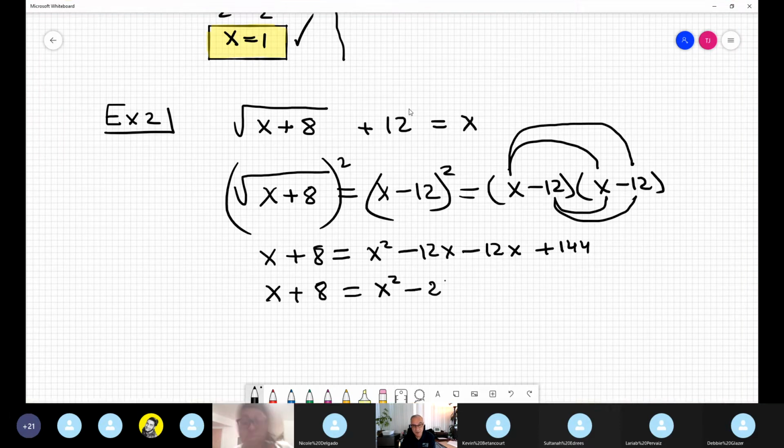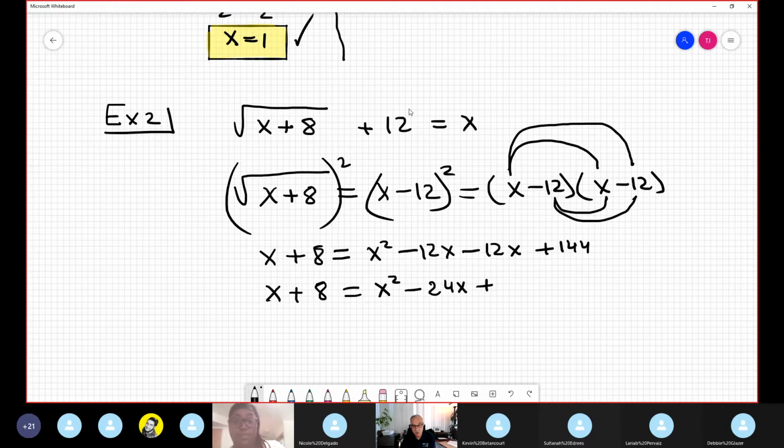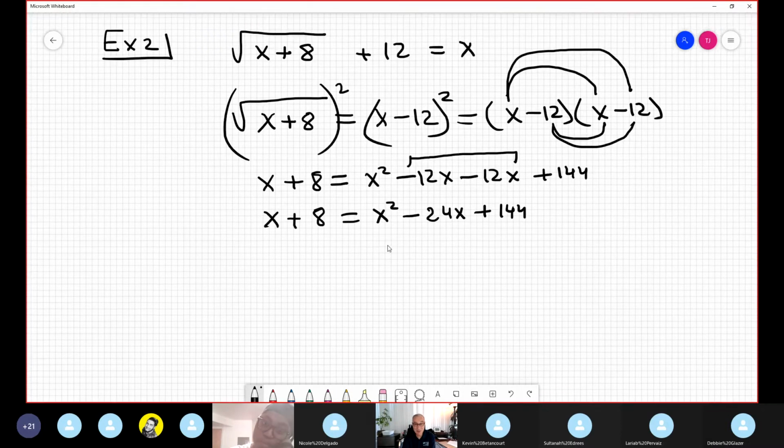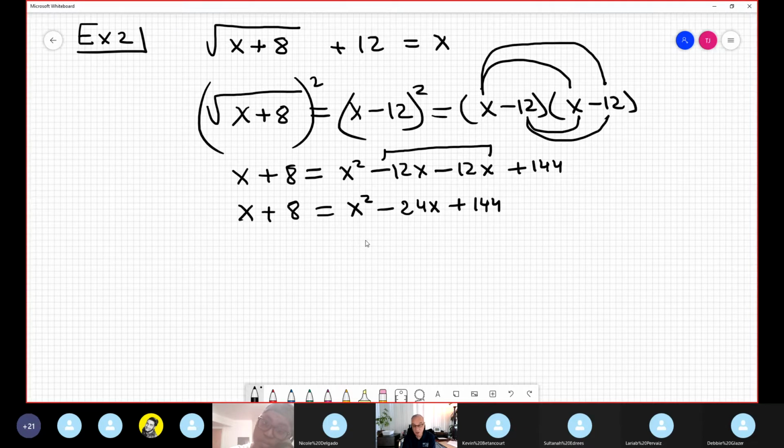This is minus 24x plus 144. The only thing I did was combine like terms. So in this moment, guys, I realize that we are in front of a quadratic equation. What is the clue that tells me it is a quadratic equation? This guy indicates it is quadratic, but this quadratic equation is not already expressed in standard form. Okay, so we have 4 terms and 2 terms.